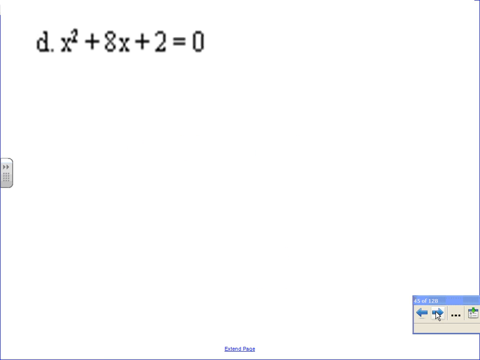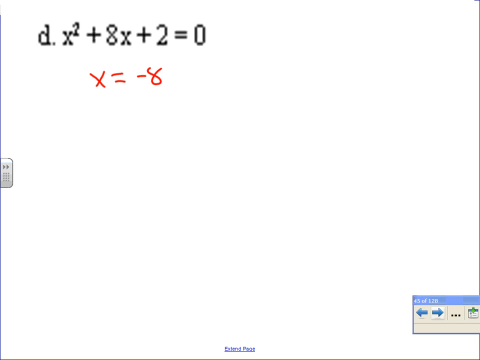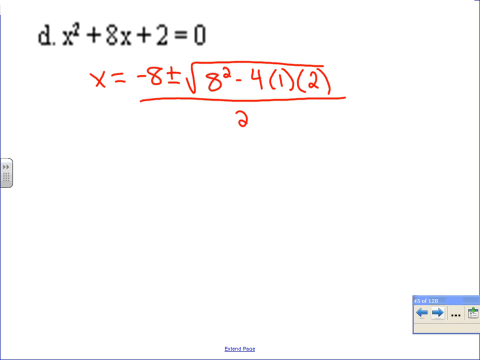Okay, so x squared plus 8x plus 2. If we tried to factor this by AC grouping, there's nothing that multiplies to 2 and at the same time adds to 8. So you have to use the quadratic formula to find the x-intercepts of the parabola. Luke, you with us? Letter D. Okay, so we have x equals opposite of b plus or minus square root b squared minus 4 times a times c all over 2a.